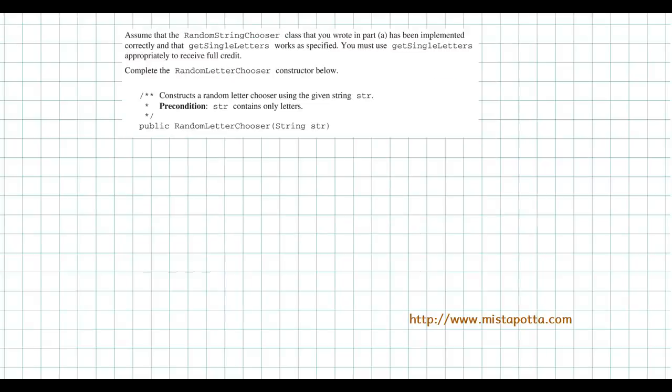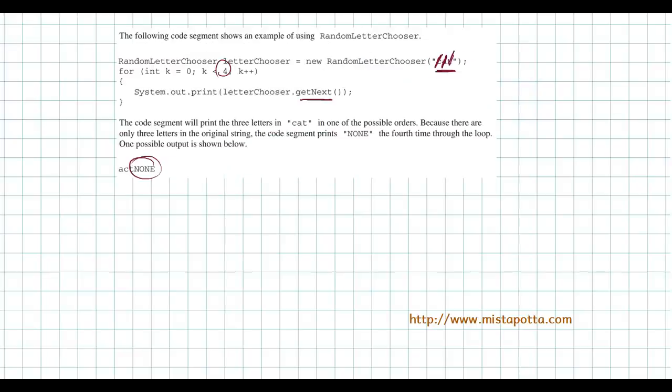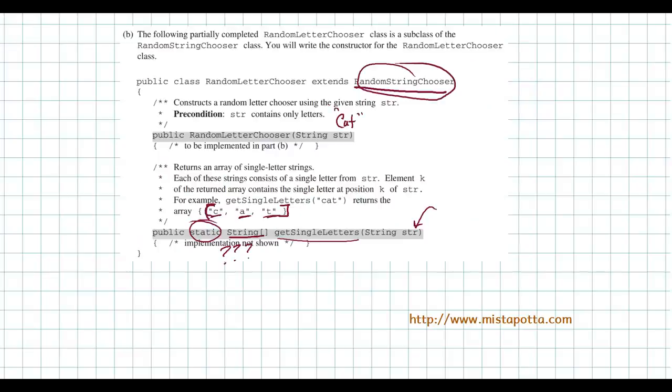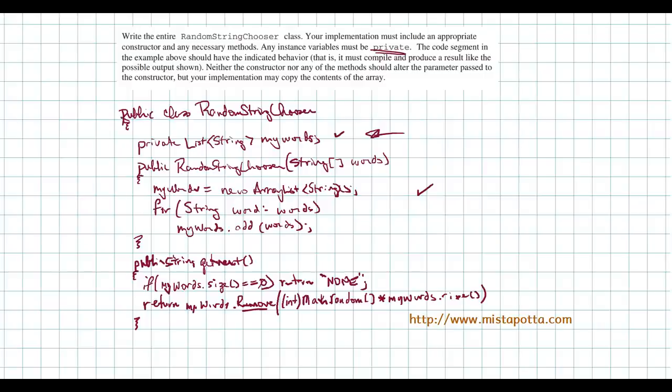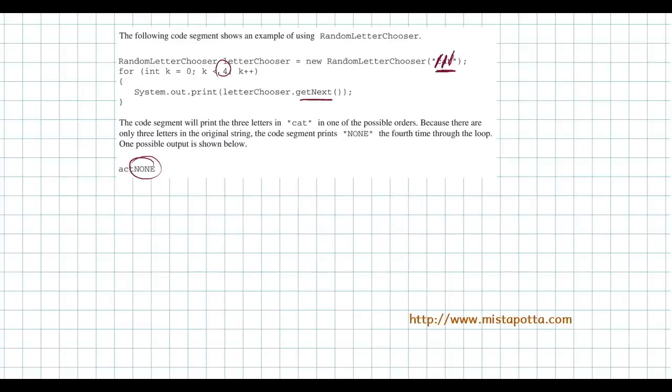Okay, so our constructor is going to be given a string, and the idea is that we should make sure that our array list only contains letters. What's really nice about this is that because our class extends random string chooser, I have all the tools that random string chooser has, including the constructor that we had written for it. Notice that the constructor takes care of it. As long as I have an array of words, this is going to build it exactly as we need it. So all I need is some tool that's going to give me an array of strings.